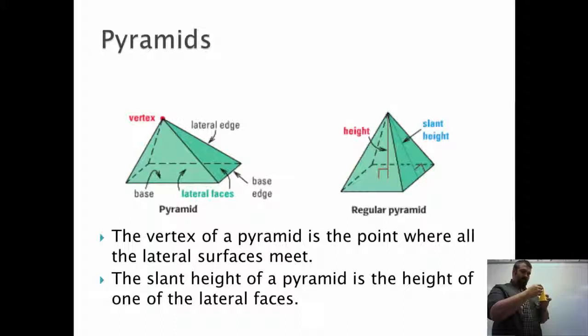The slant height is from the vertex to the base edge, and it's perpendicular. So the height of the pyramid is from fingertip to fingertip, vertex to the middle of the base, and the slant height is from the vertex to the base edge. For calculating surface area, the slant height is the one I need to use. If I have the height, I'm going to have to use a triangle to find the slant height.